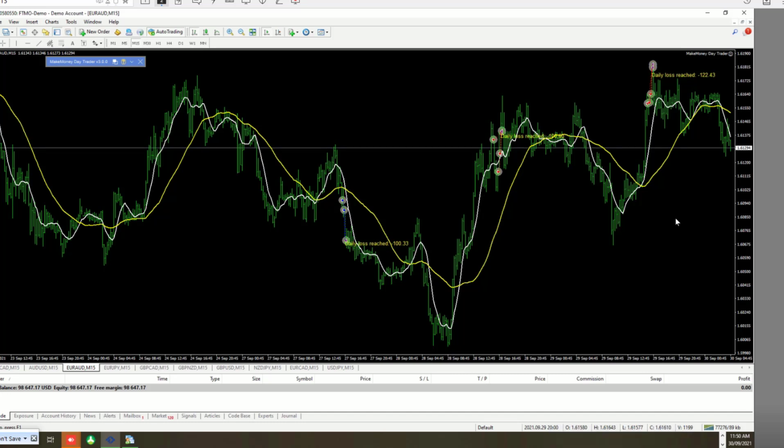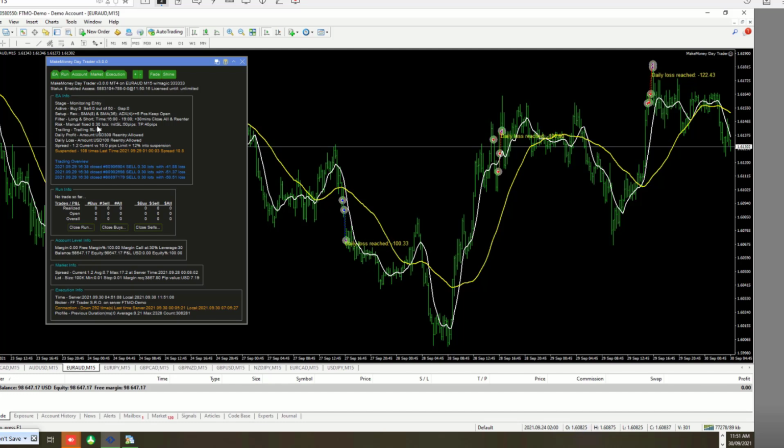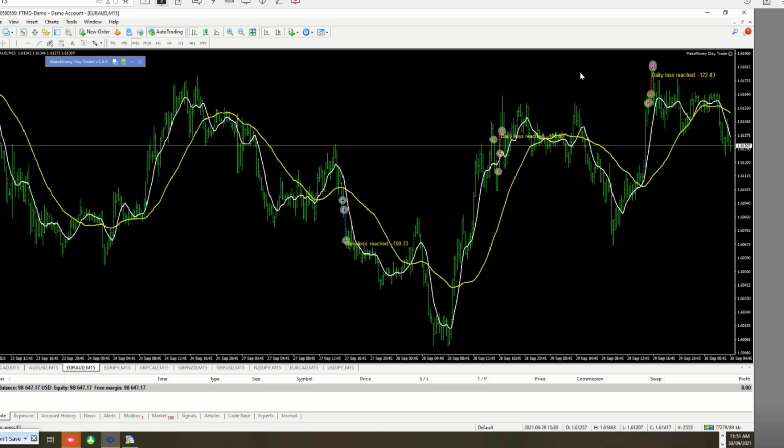So the note here is to have a look at the lot sizing. It might be too big. Let's see what the lot sizing was. 0.3 lots, so maybe it should be 0.2 lots or even 0.1 lots. Then we're going to do the same exercise as before.